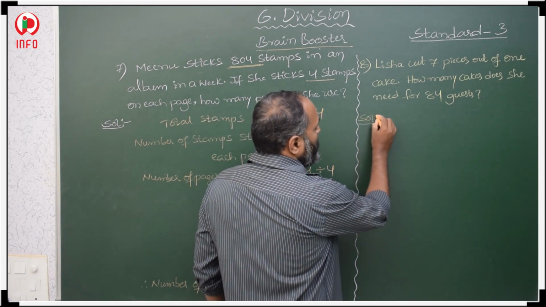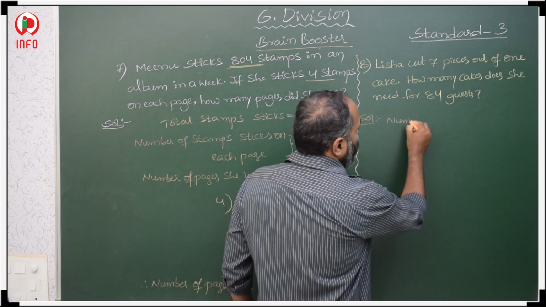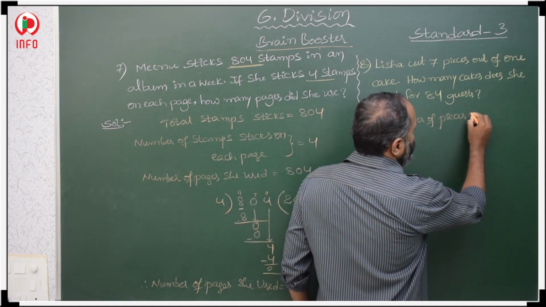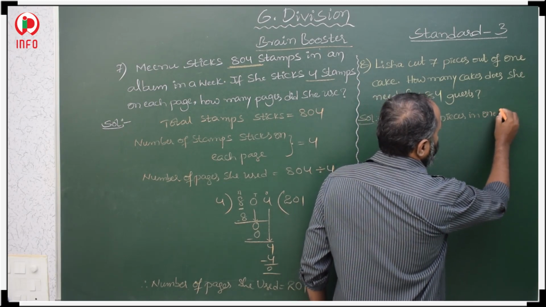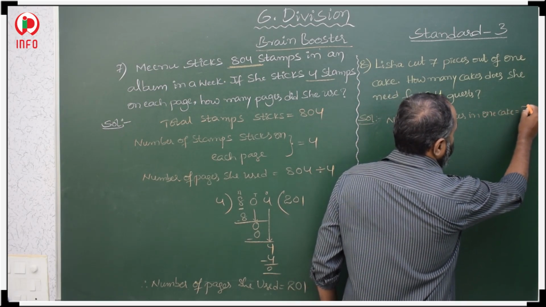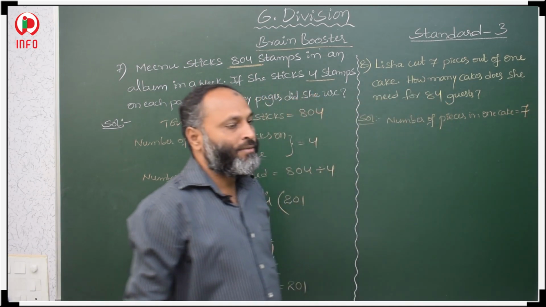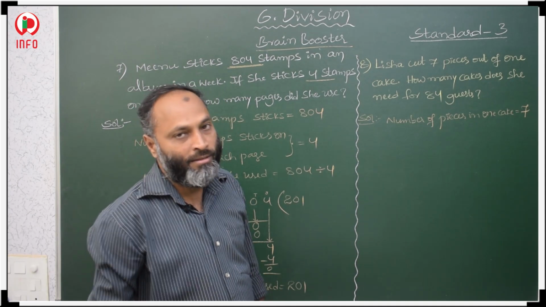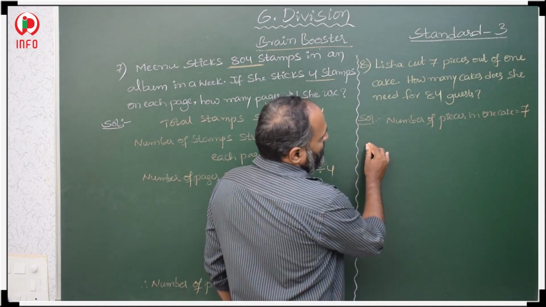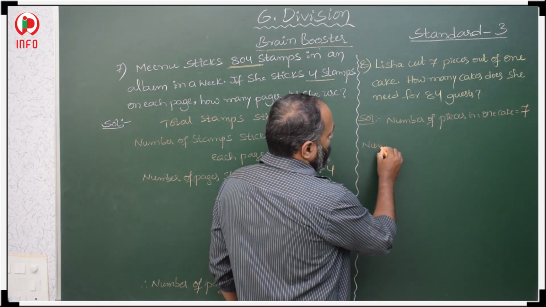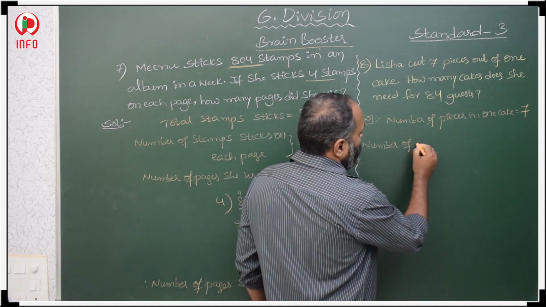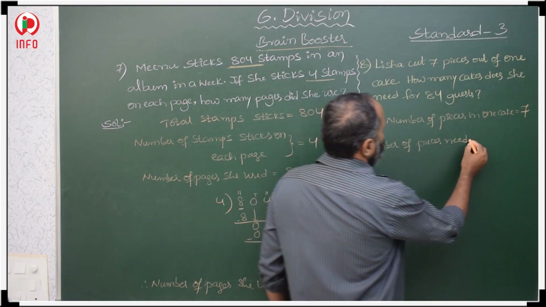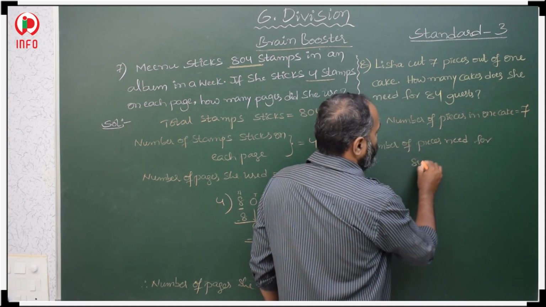Then, number of pieces in one cake. 7 pieces were there in one cake. Then how many cakes does she need for 84 guests? Therefore, number of pieces needed for 84 guests.